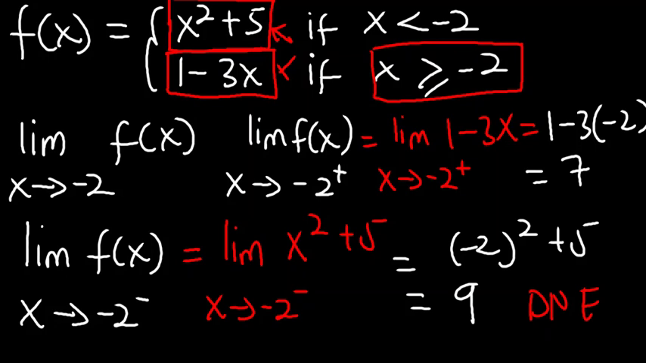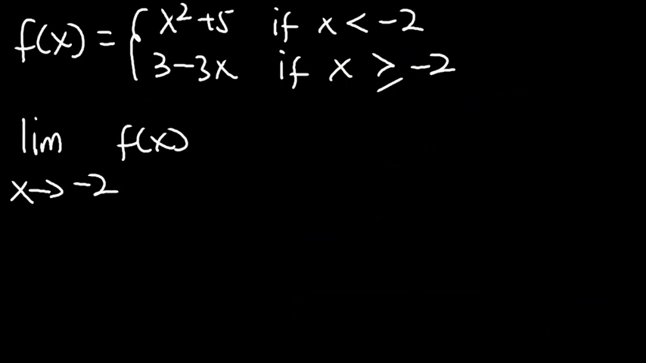So let's take one more example for a better understanding. Okay, so I have another example here, given the function f of x equals x squared plus 5 if x is less than minus 2, and 3 minus 3x if x is greater than or equal to minus 2. Find the limit of f of x as x approaches minus 2. So let's look at how you're going to compute this limit.